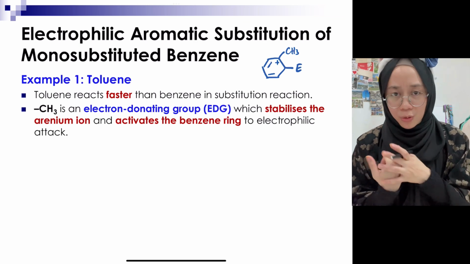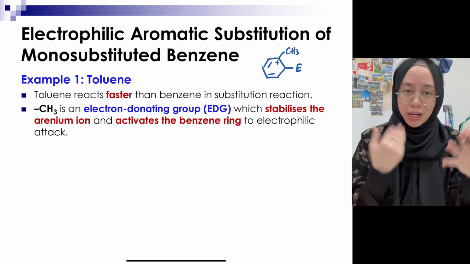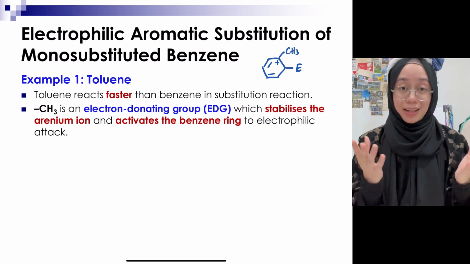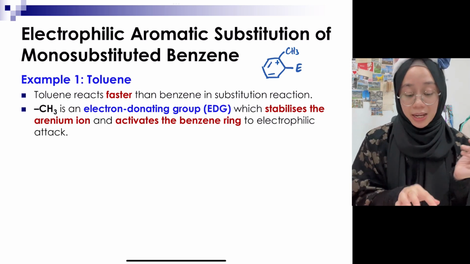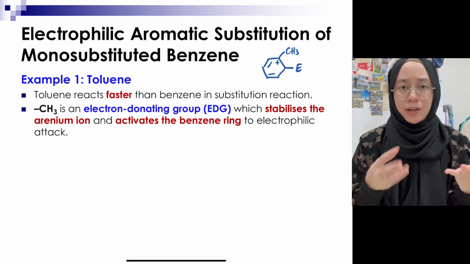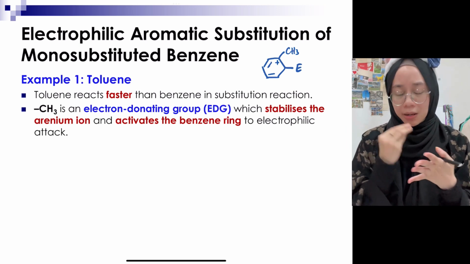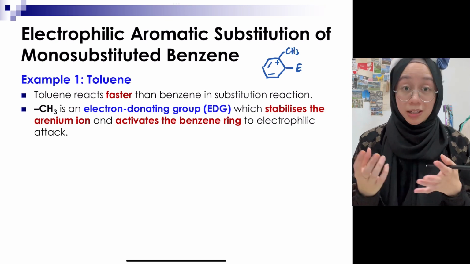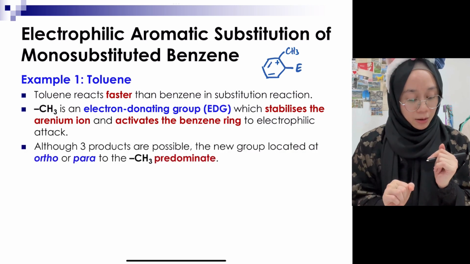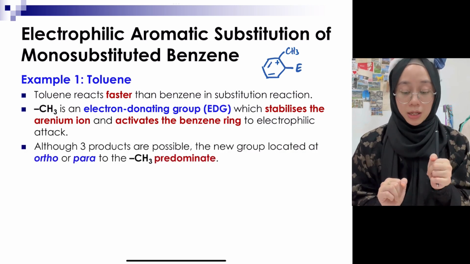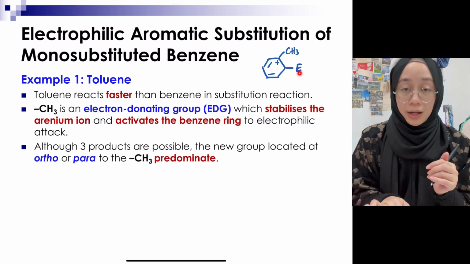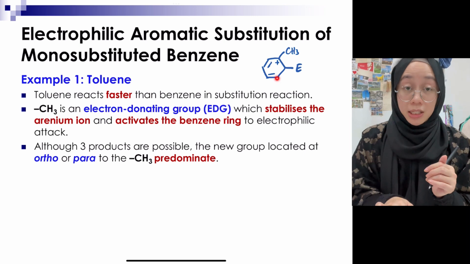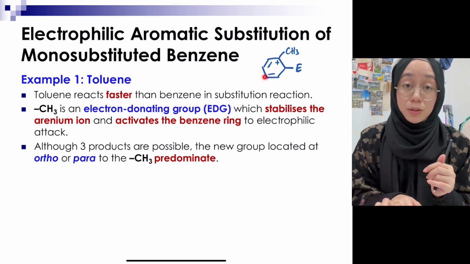Since the arenium ion tadi kurang elektron, tapi dia gain elektron daripada the methyl group, therefore dia akan jadi makin stable. And bila dia makin stable, dia akan activates the benzene ring. What does it mean by activates? Activates ni meaning the benzene ring dia akan react faster for the substitution to occur. Okay, so although three products are possible, maksudnya this new group here actually dia boleh masuk, yang ni dia masuk dekat position ortho, dia boleh jadi dia masuk dekat position meta, boleh jadi dia masuk dekat position para.